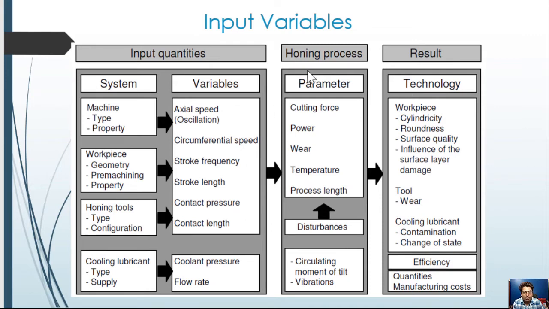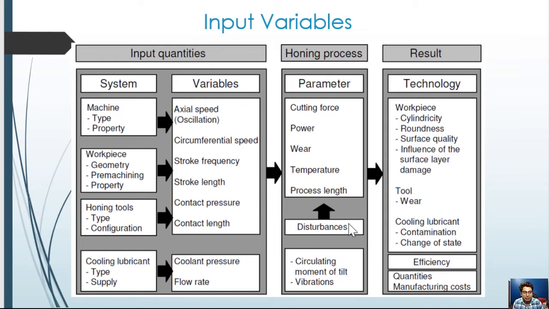Then in the honing process, the parameters for identification of the process are cutting forces, that is the machinability. We are studying the machinability of the honing process. The cutting forces might be considered. Then the cutting power required may be considered to judge the overall performance of the cutting process. Then the wear of the tool might be an indicator of the honing process, as well as the temperature rise, the process length, and the duration it is taking.